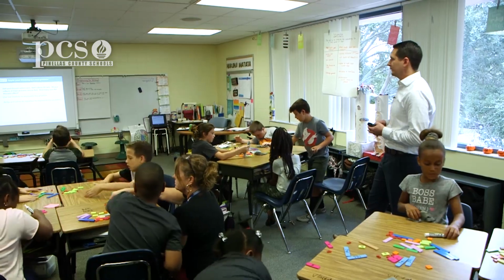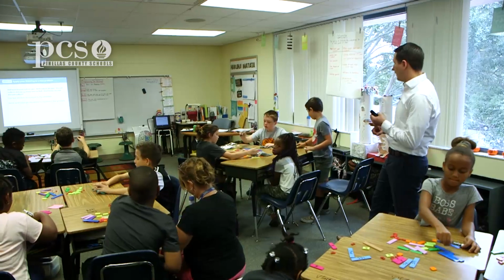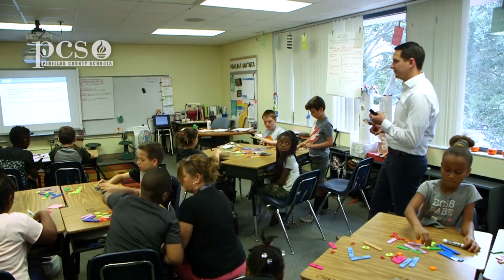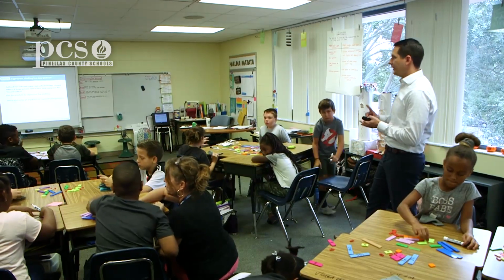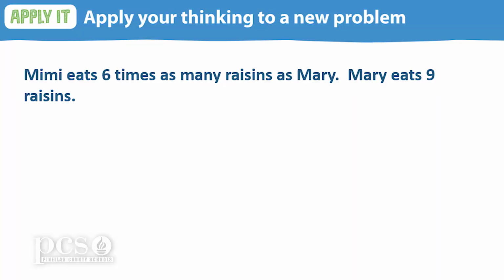created. I want to see who can, all at once, build a model, write an equation, write a full sentence answer. Let's read it together. Ready? Begin. Mimi eats 6 times as many raisins as Mary. Mary eats 9 raisins. What's missing? Is that how many? There's no question, is there?